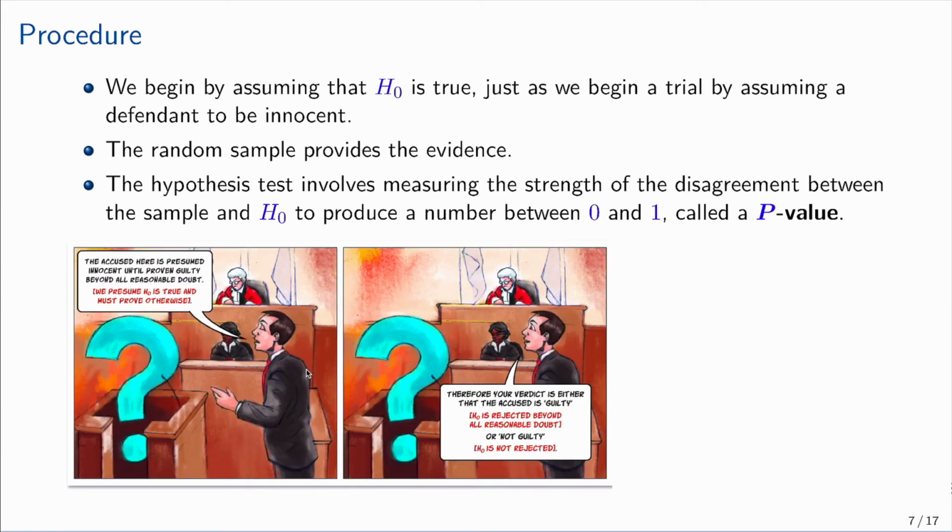There are similarities with a trial. In a trial, we usually have the accused who is presumed innocent until proved guilty. In this case, we assume that the null hypothesis is true, and we must prove otherwise. And after that, the verdict will be that either the accused is guilty or not guilty. In the case that is guilty, it's equivalent to saying that the null hypothesis is rejected beyond any reasonable doubt, and not guilty means that the null hypothesis is not rejected.